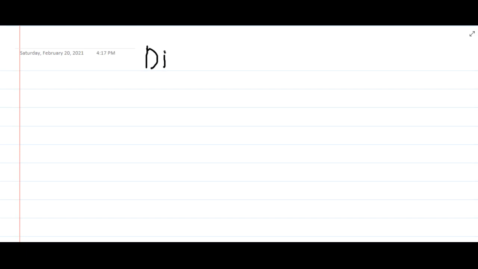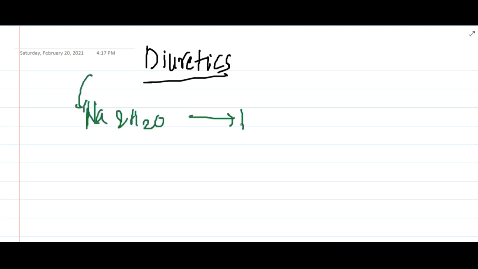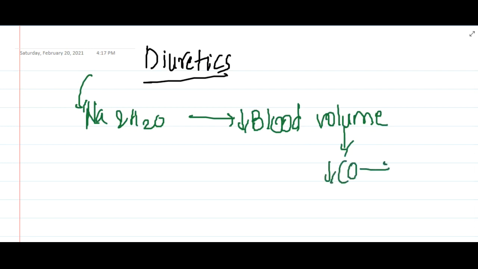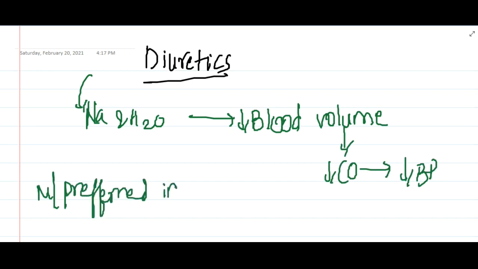Hello friends, let us now learn some important points about the diuretics. In the diuretics there is loss of sodium and water. Diuretics excrete the sodium and water, and as a result they decrease the blood volume. Once they decrease the blood volume, the cardiac output decreases, thus decreasing the blood pressure. The most preferred diuretic in hypertension is the thiazide diuretic.